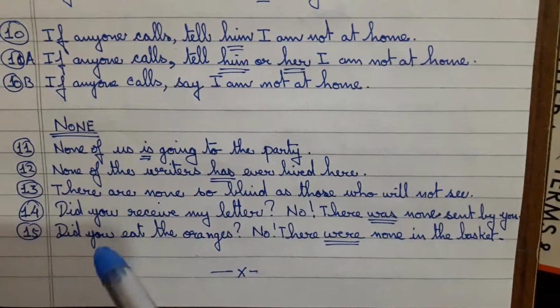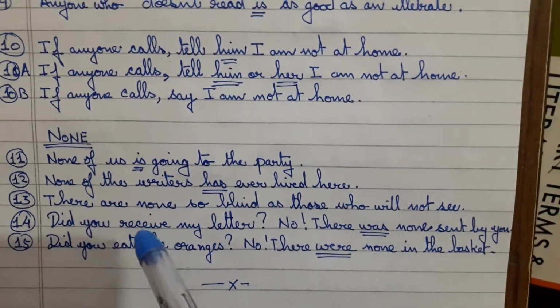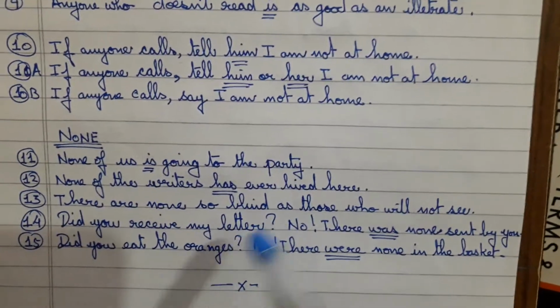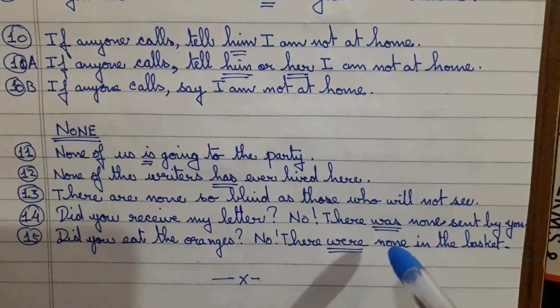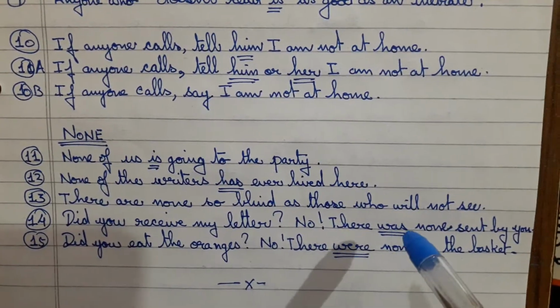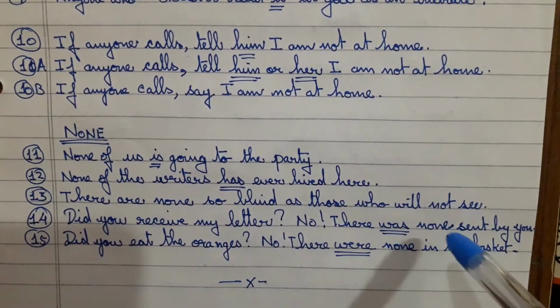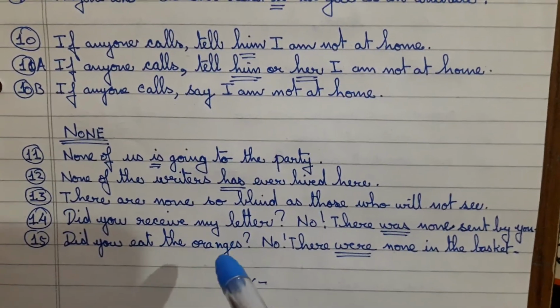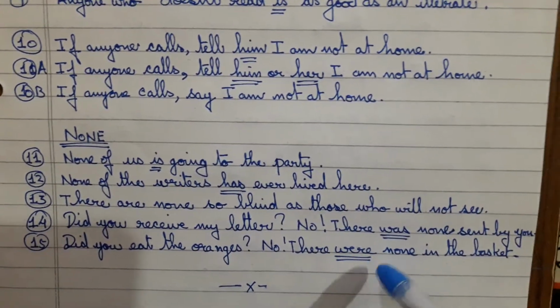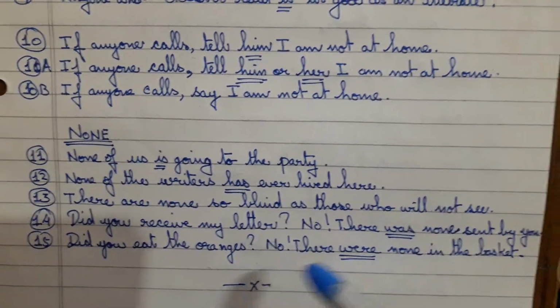Now, these two sentences I wrote to make things clear to you. Did you receive my letter? No. There was none sent by you. Was, singular. Did you receive my letter? No. There was none sent by you. Did you eat the oranges? No, there were none in the basket. Why is one taking singular and another taking plural?